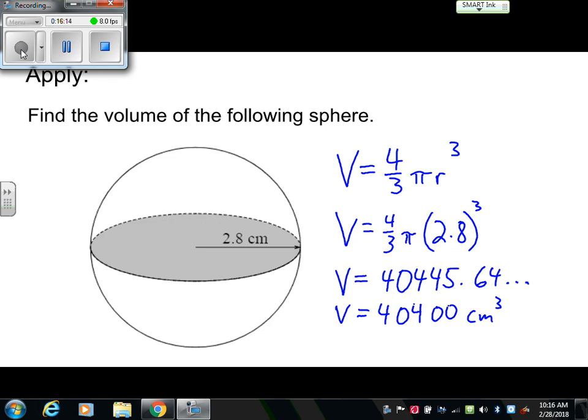All right, so those are some examples looking at volume. Again, area of base times height, unless it ends in a point where we multiply by 1/3, and the sphere is 4/3 pi r cubed.